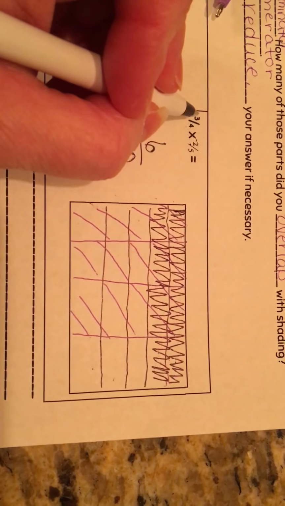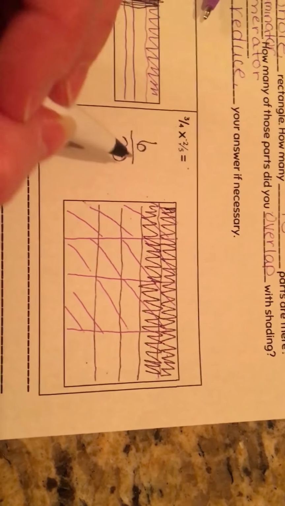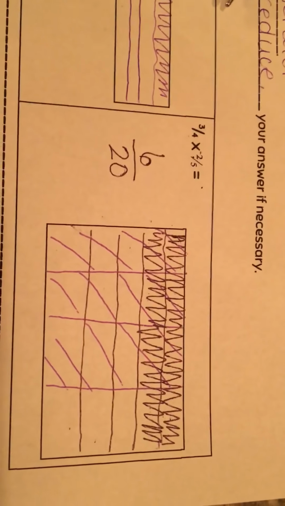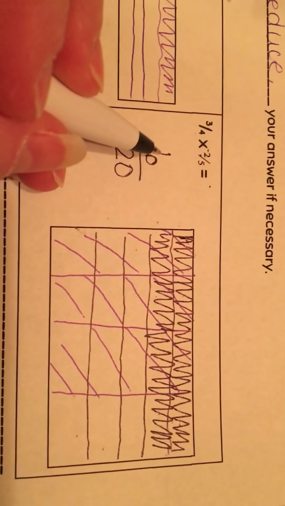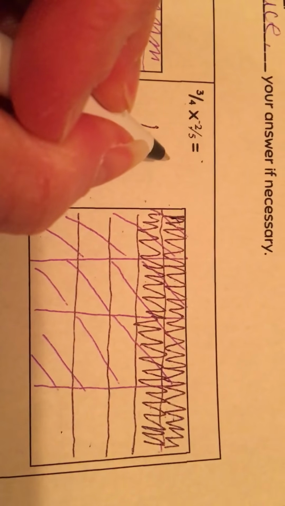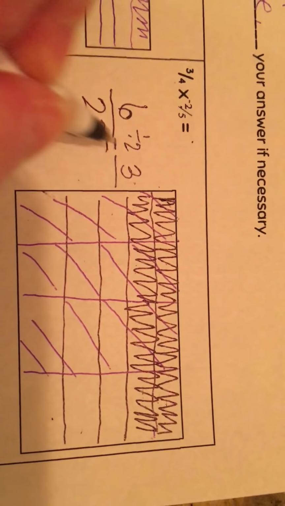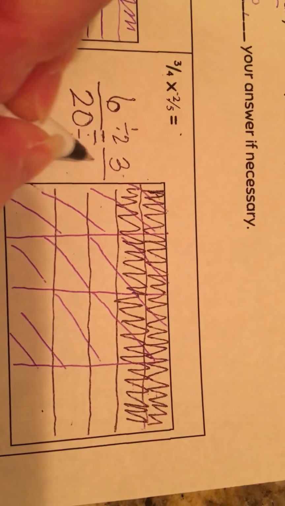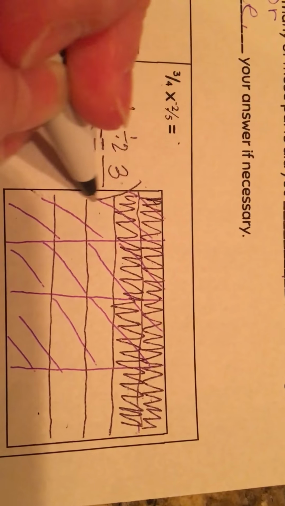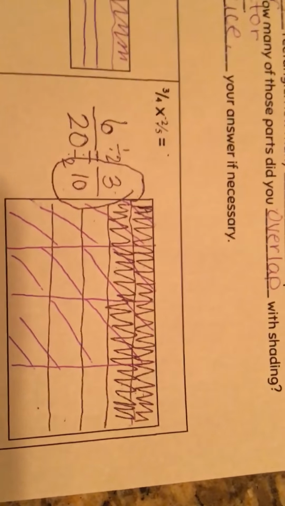And if I did my fractions right, 3 times 2 is 6, 4 times 5 is 20, so I should have 6/20ths. But what can I do? I can totally reduce this because I can divide both of these by the number 2 because they're both even. So 6 divided by 2 is 3. 20 divided by 2 is 10. So our final answer for this is 3/10.